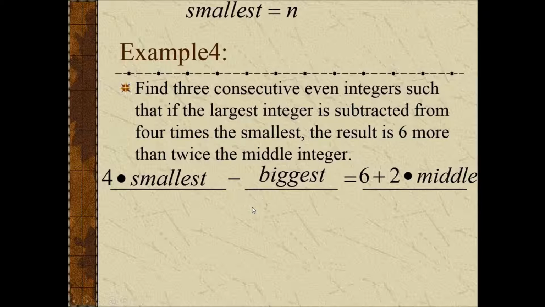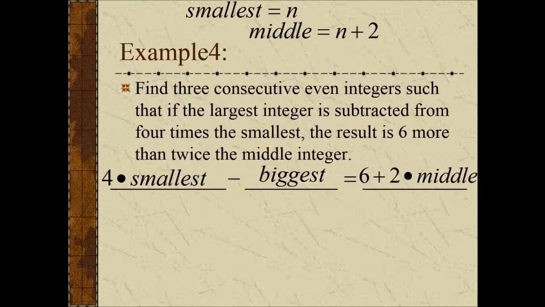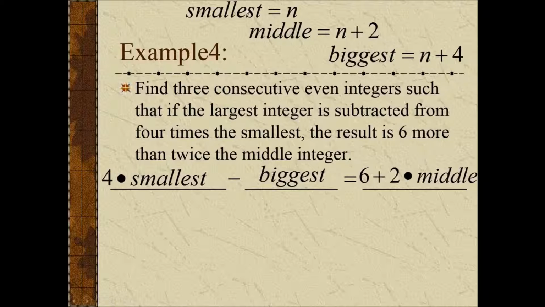I'm going to call the smallest integer n. And as we try to list some more integers, we always follow a certain pattern here. With consecutive even integers, the next integer is going to be 2 away from the smallest. So n plus 2. The next integer is going to be 2 more than that. So n plus 4. These are the smallest, middle, and biggest integers represented algebraically. We'll talk a little bit more about how to represent integers in just a second.